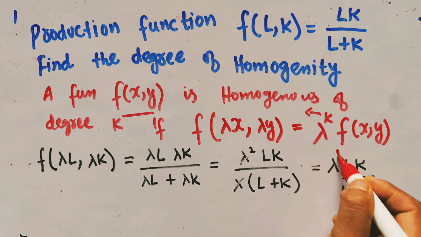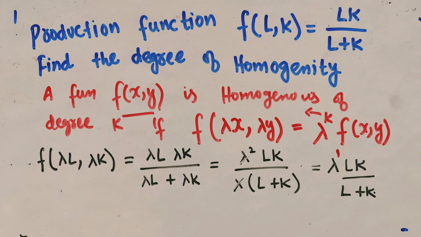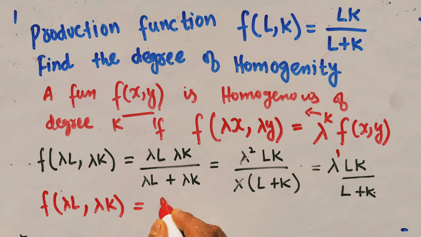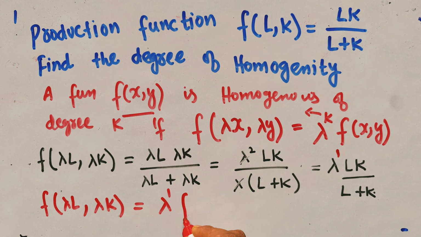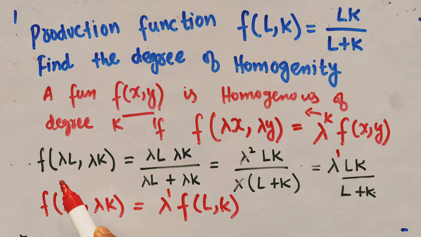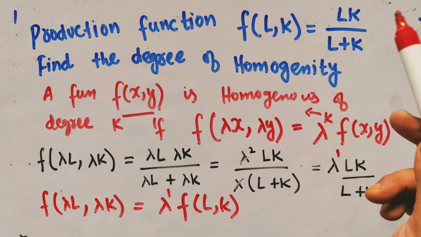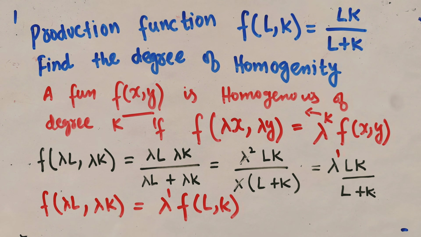Here the power of lambda is 1. So you can see what we get: f(lambda L, lambda K) came out to be lambda raised to the power 1 times LK upon L plus K. This is our original function, f(L, K). That is, we got the given function as homogeneous of degree 1. So the degree of homogeneity for this production function is 1, because the power of lambda here is 1.